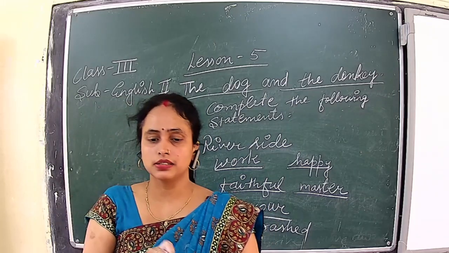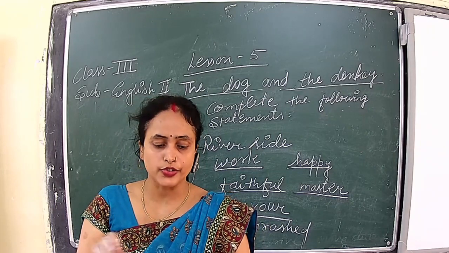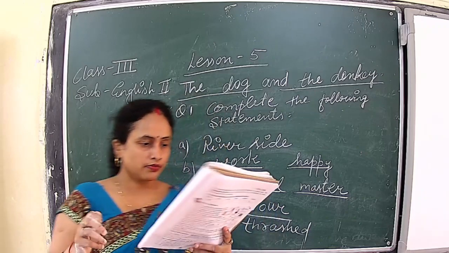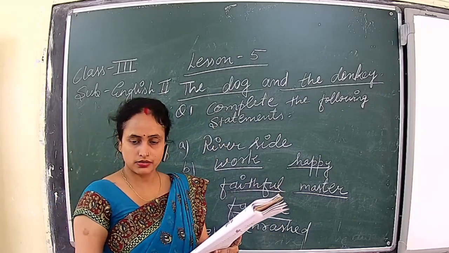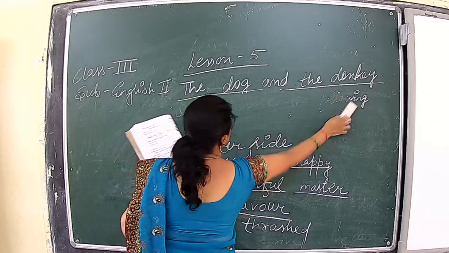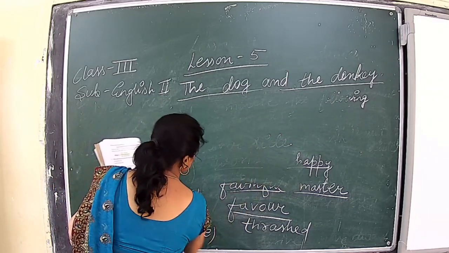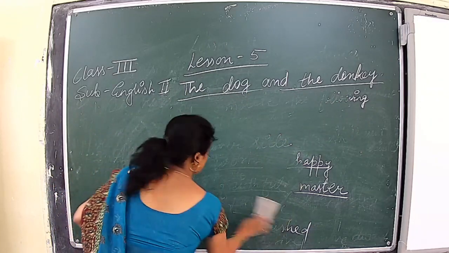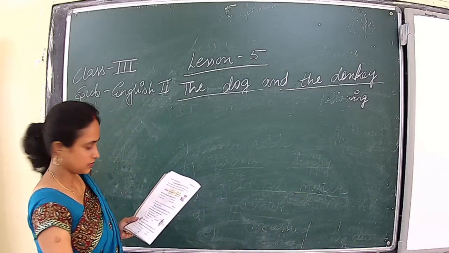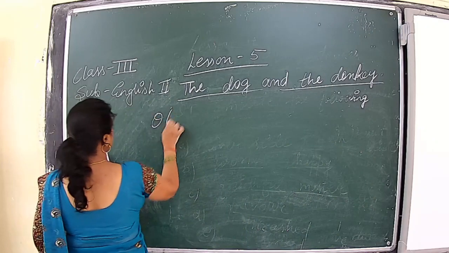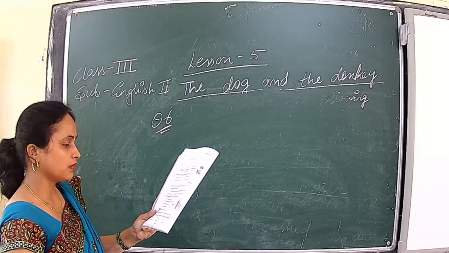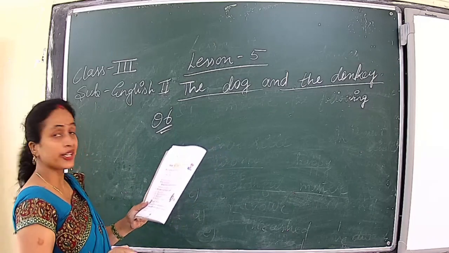So these are some exercises you have to do on your own. Now one more exercise I can give you here. Question number 6 in your book. Here, what you have to do is just write the short form. In the blank you have to write the short form.